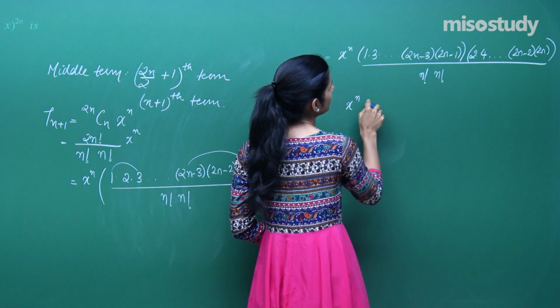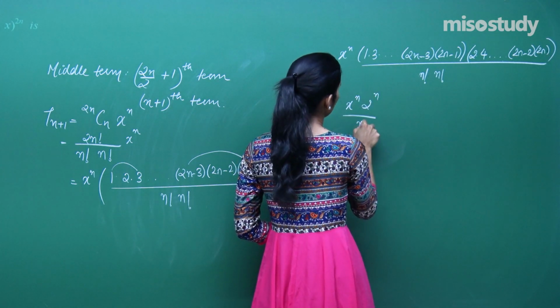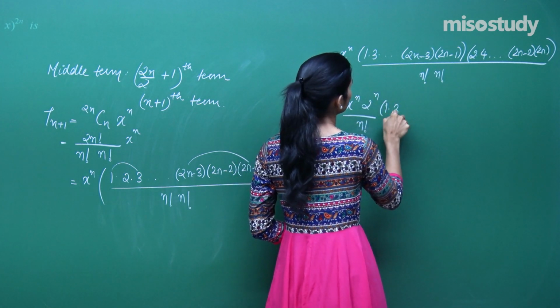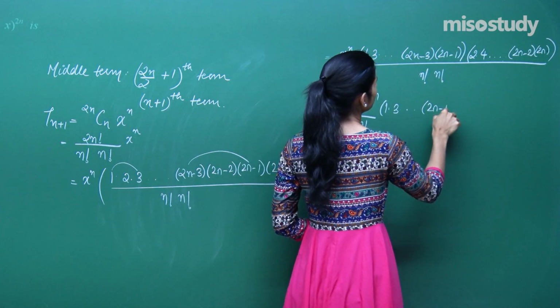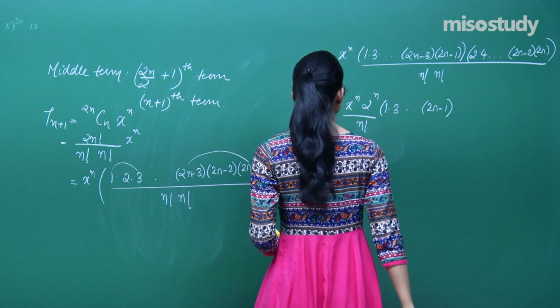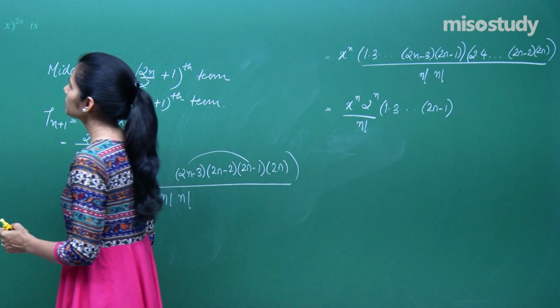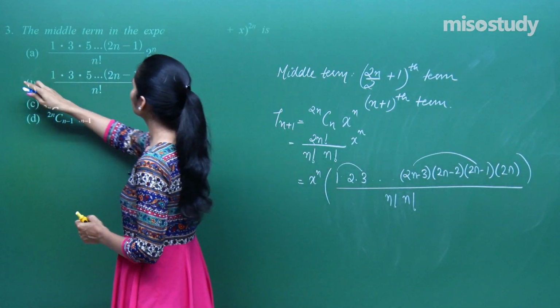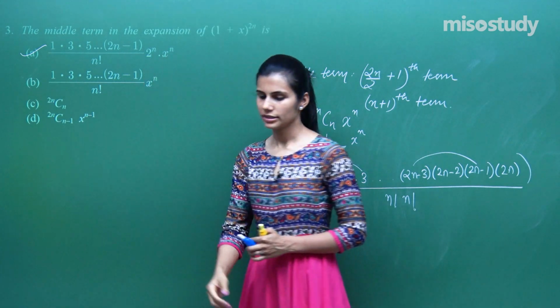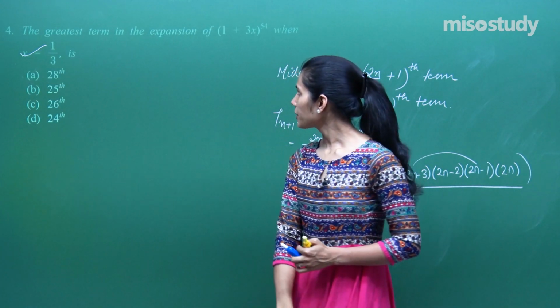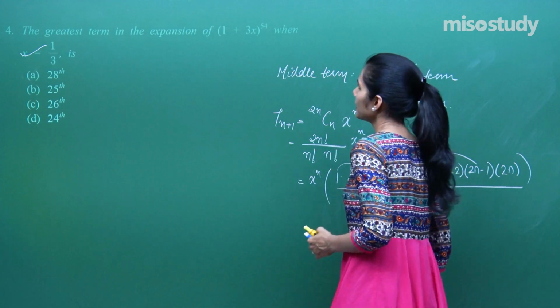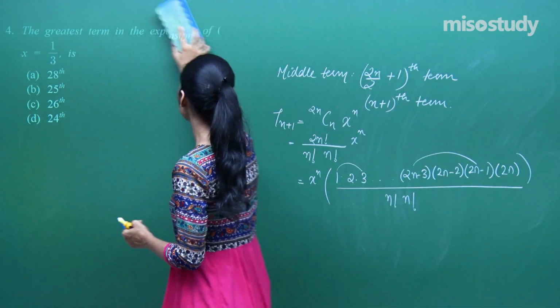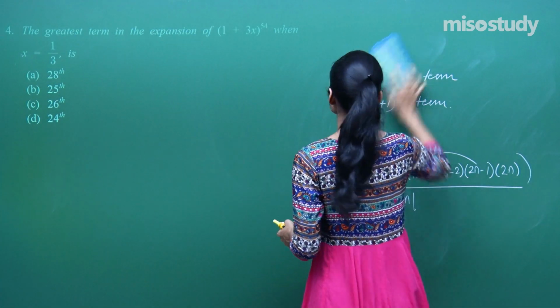बचेगा x की पावर n into 2 to the power n upon n factorial into 1 into 3 up till 2n minus 1. So this is your middle term x to the power n 2 to the power n upon n factorial 1 into 3 into 5 up till 2n minus 1. Okay? The greatest term in this expansion. Greatest term के लिए हमें basic algorithm follow करना पड़ता है. यहाँ पर x को 1 by 3 लेना है, don't forget that.